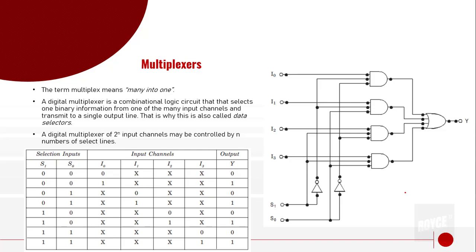Sometimes it's referred to as data selector. Okay, but I personally call it multiplexers. Or pagka sa lingo ng electronics, we simply call it MUX. Multiplexer. Pagka demultiplexer, we call it demux. Ayan. This is a digital multiplexer of 2 raised to n input channels that may be controlled by n number of select lines.